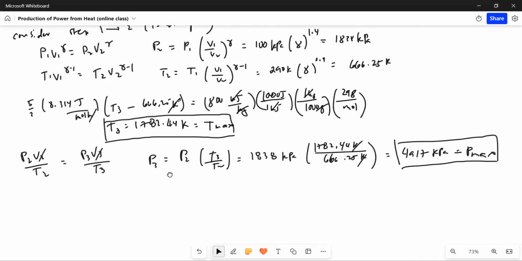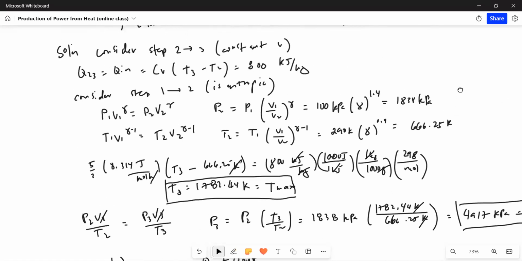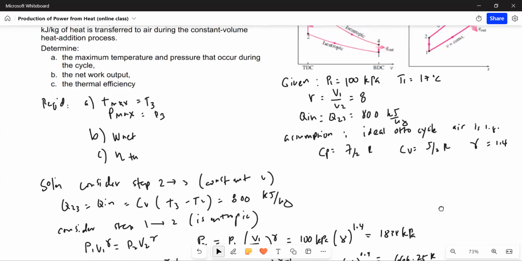Our next goal is to find the work net. Okay, work net. So how can we find the work net? Remember, the work net is just Q in plus Q out. And Q out will have a negative value because it's the heat leaving the system. So we have Q in, that's given. Q in is 800 kilojoules, but we don't have Q out.